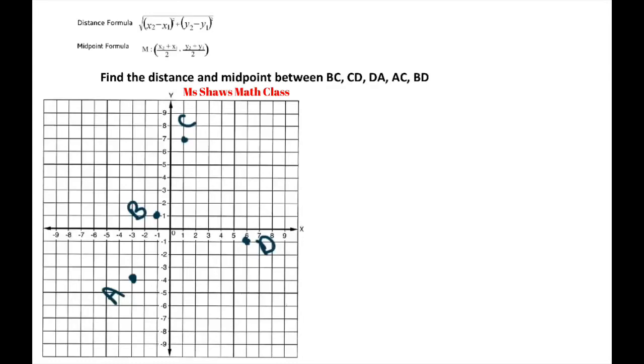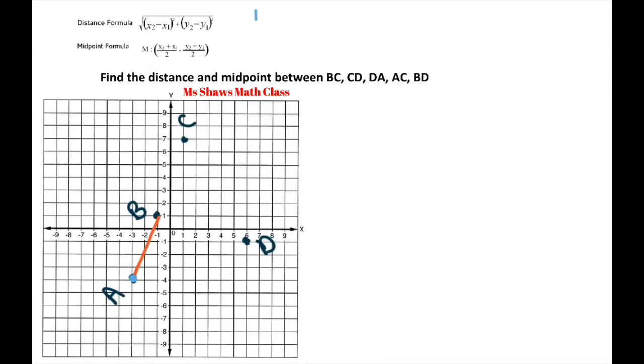We're going to use the distance and midpoint formula to find the distance and midpoint between points. I'm going to do A to B right here, and I'm going to leave you to do the rest of these. So let's get started with A to B. The first thing I want to do is write down my coordinates.